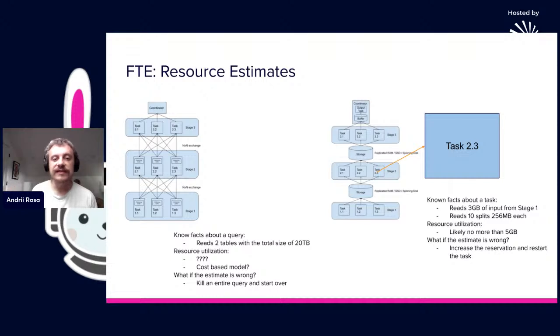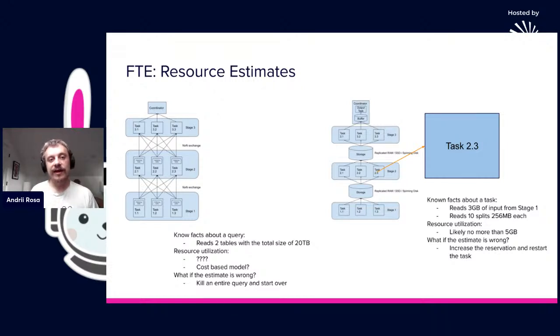but they are all very unreliable, and the cost of a mistake is actually very high. If you made a mistake and misestimated resources, and now you realize that you don't have resources available to run this query, you have to kill it and start over. So you can waste a lot of compute resources.